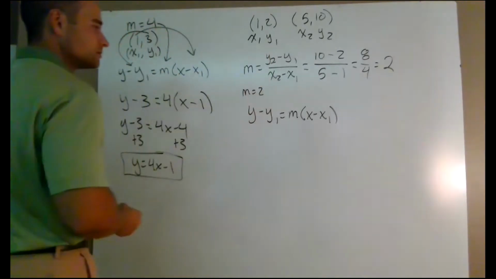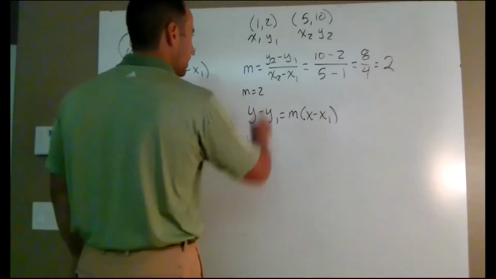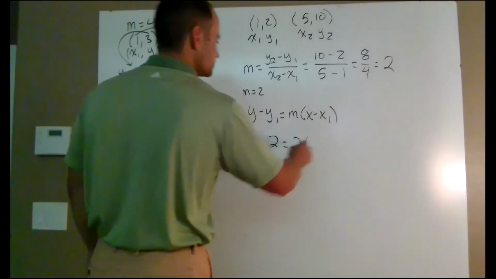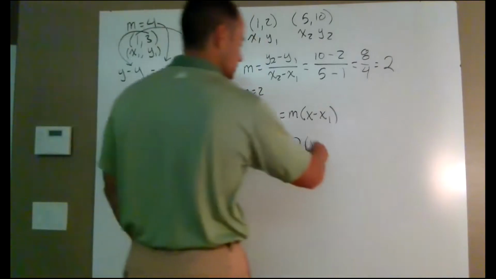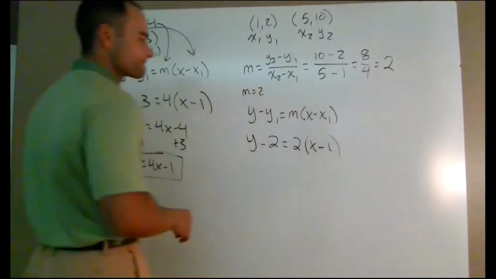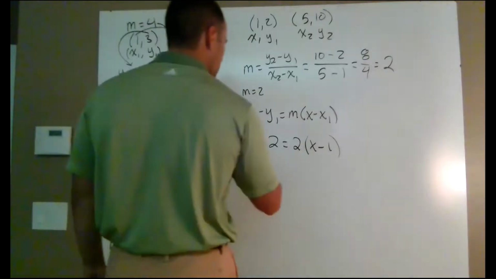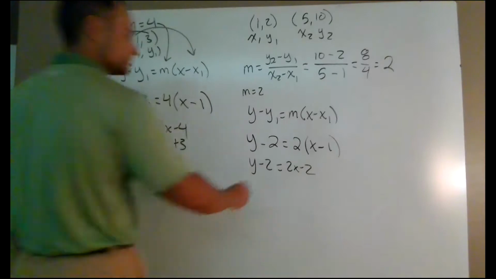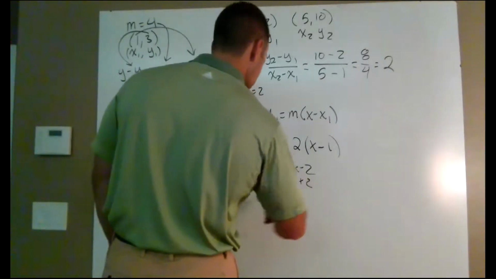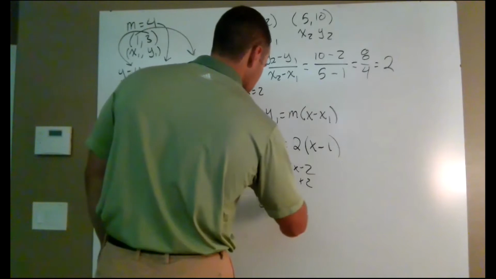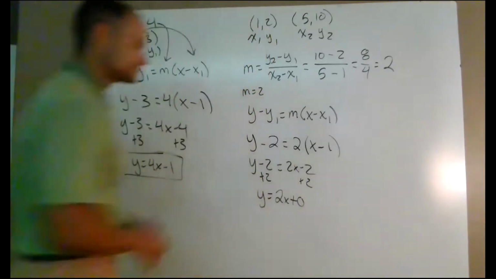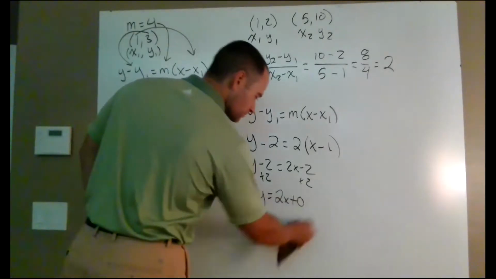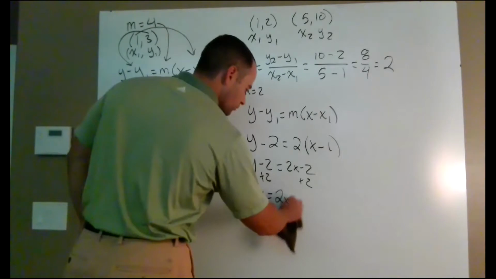So using this one, I'm going to get y minus y1, y minus 2 is equal to m, which we solved to be 2, x minus x1, x minus 1. So I want to solve this for y. Distribute the 2 on the right. I'm going to add 2 to both sides. Y is equal to 2x plus 0, but we don't write the 0. We know it's there, we don't write it.